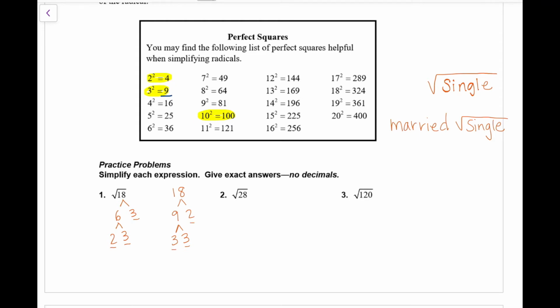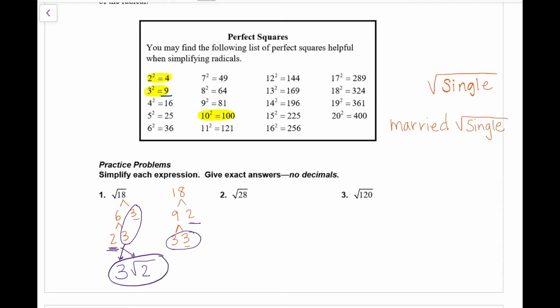Now we want to find couples. I have a couple of 3's here, and we have a 2 left over. Since these 3's are now going to get married, they found true love, and they are going to come out as a 3 in the front, and we leave the square root. Inside the square root is a 2. That 2 is still single. It's all by itself, so it goes inside the square root. The 3 comes out. So this would be simplified to be 3 square root of 2.